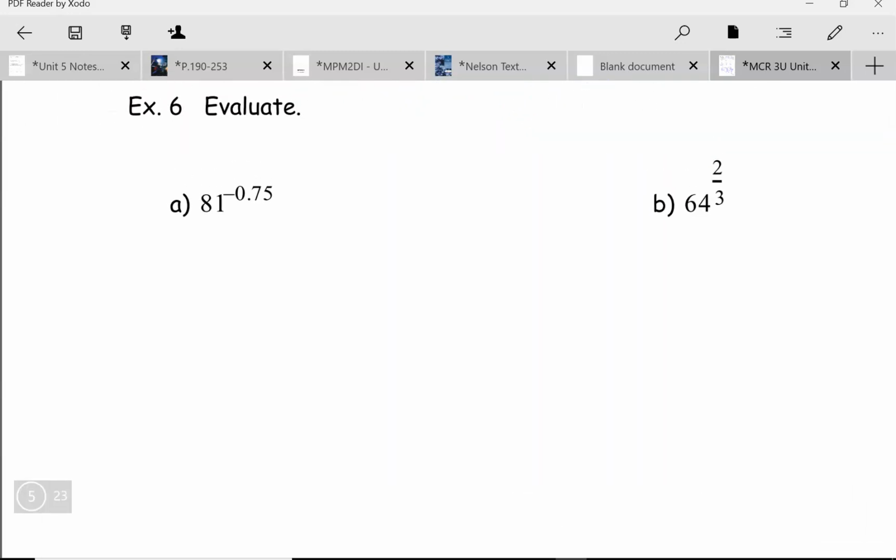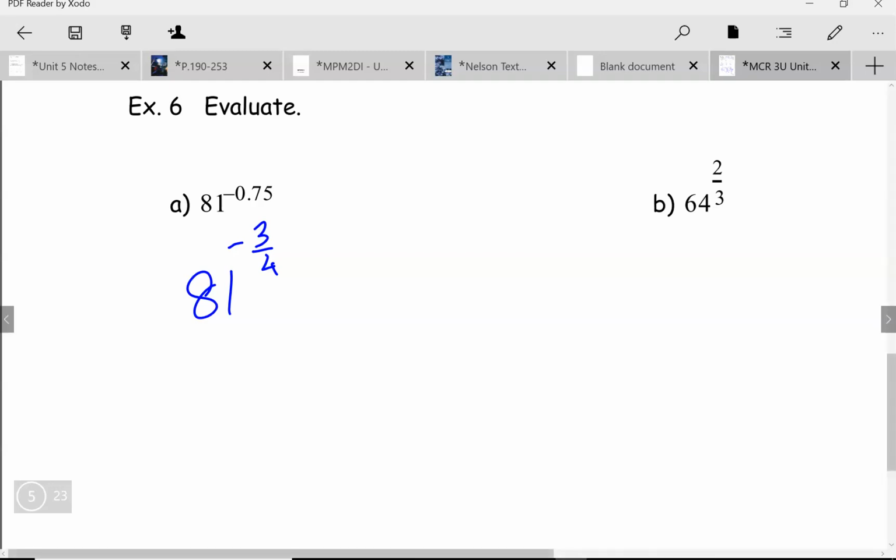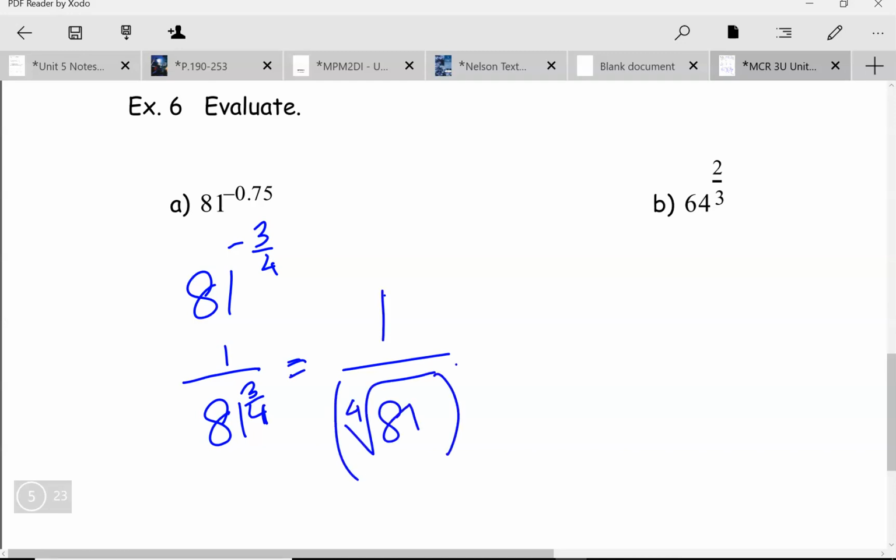81 to the power of negative 0.75. Okay, we have to be very comfortable converting decimals to fractions. Hopefully we're okay with that. Negative 0.75 is negative 3/4. So here, first I'm going to get rid of the negative, make this 1 over 81 to the power of 3 over 4. That's what I'm going to do first. And then I'm going to take the 4th root of 81, because I know that's 3, and that gives me a nice small number to take the cube of, which is 1 over 27.